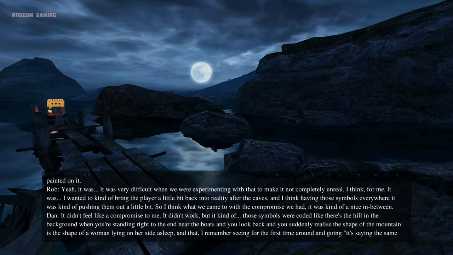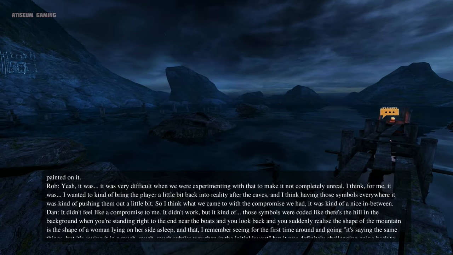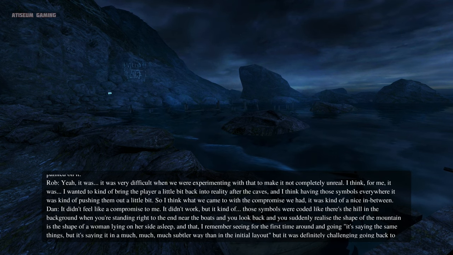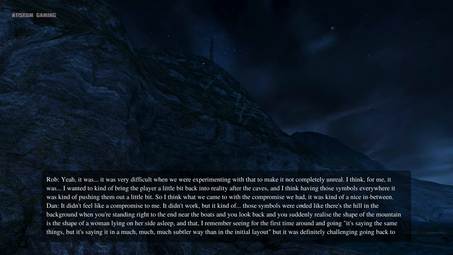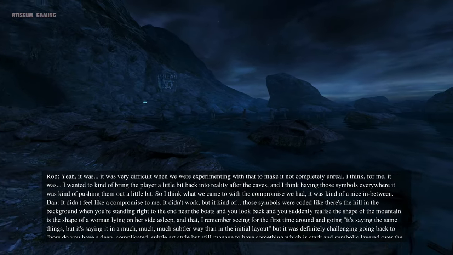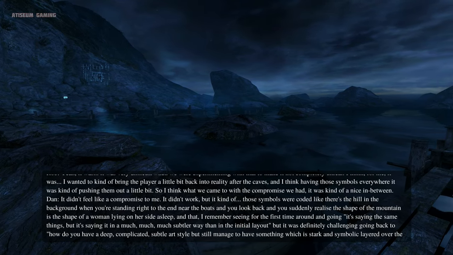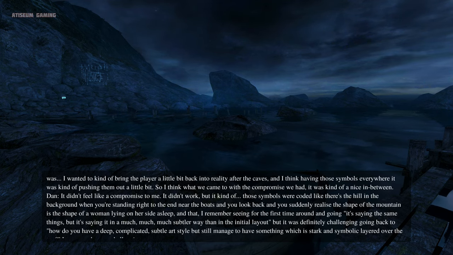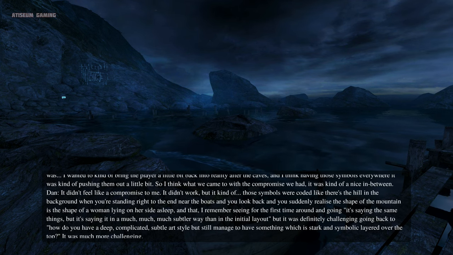Like there's the hill in the background when you're standing right at the end of the boat and you look back and you suddenly realise that the shape of the mountain is the shape of a woman lying on her side asleep. I remember seeing that for the first time around and going, it's saying the same things, but it's saying it in a much, much subtler way than in the initial layer. But it was definitely challenging going back to how do you have a deep, complicated, subtle art style, but still manage to have something very stark and symbolic laid over the top. It was much more challenging.